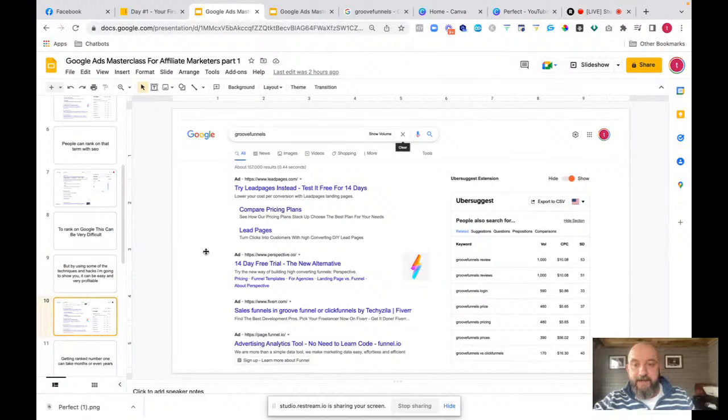So these are the paid ones again. As you can see, I've also got a little software in here, which is Ubersuggest, and it tells us roughly how much they think people are paying.